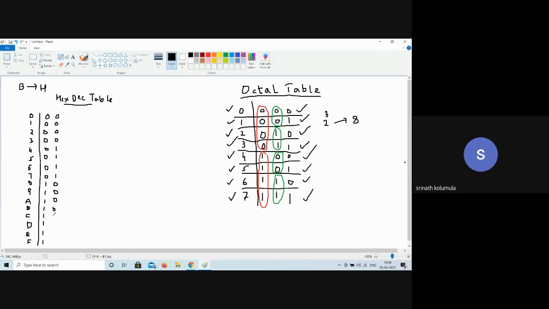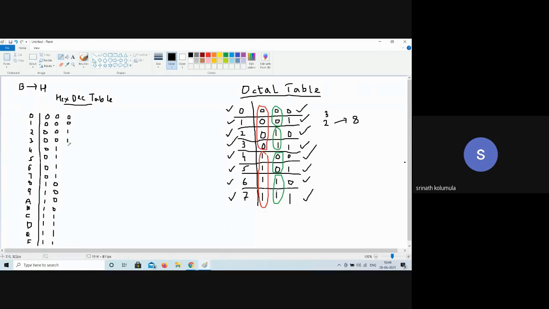Okay. And next 4 will be what? Ones. 1, 1, 1, 1. Okay. Now next what should I do? Tell me. 4/2. 4/2 is 2. So here, first 2 will be zeros. Next 2 will be ones.